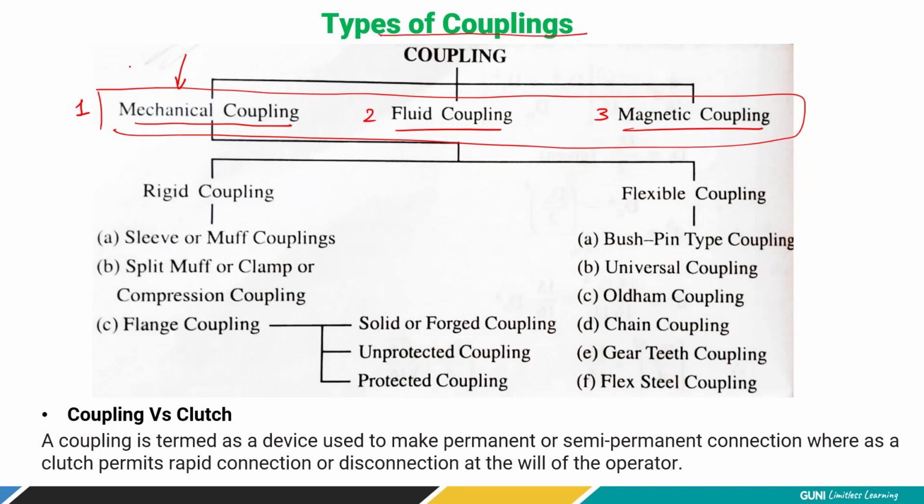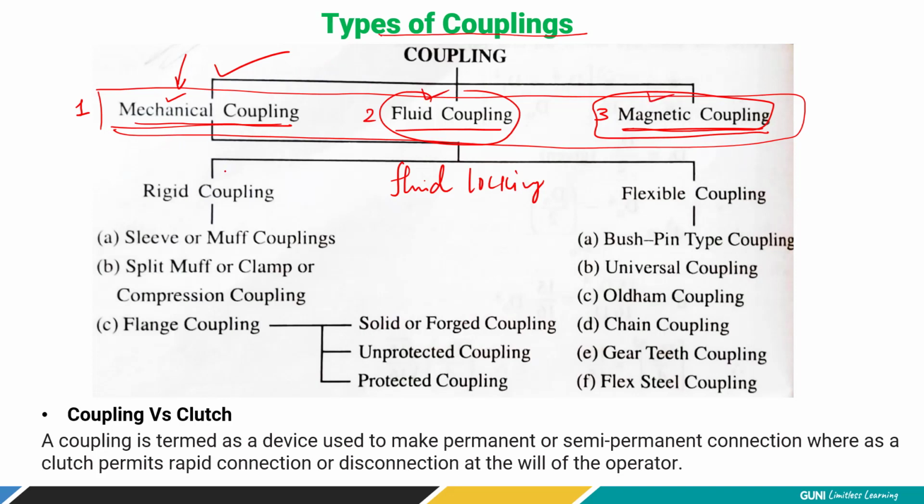Mechanical coupling means we are going to use some mechanical provision to connect the two shafts. In the case of fluid coupling, the fluid itself is going to provide a locking system. Fluid will work as a solid locking medium which transfers the power. Here, a magnetic field is used to couple the two shafts. So from the locking mechanism, these three types exist: mechanical, fluid and magnetic.